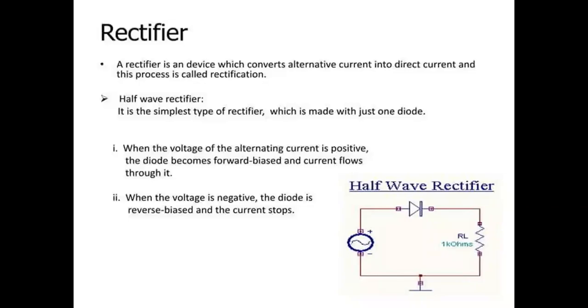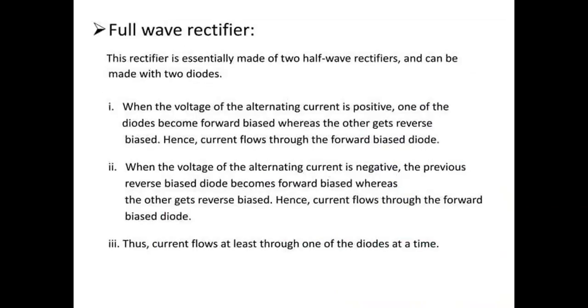This is the block diagram of the half wave rectifier. First, the analog signal is given to the input of the diode. The diode is connected to a 1 kilo ohm resistor. This is the closed circuit diagram. Next, the full wave rectifier. Full wave rectifier means two half wave rectifiers are interconnected to form one full wave rectifier.